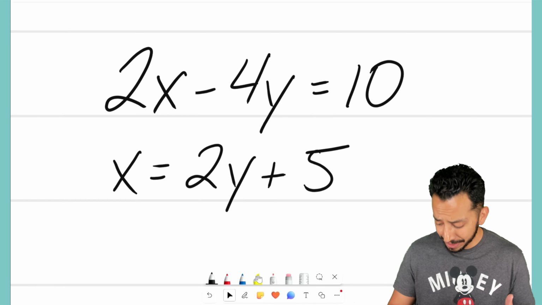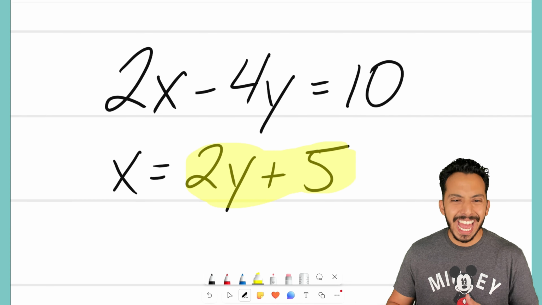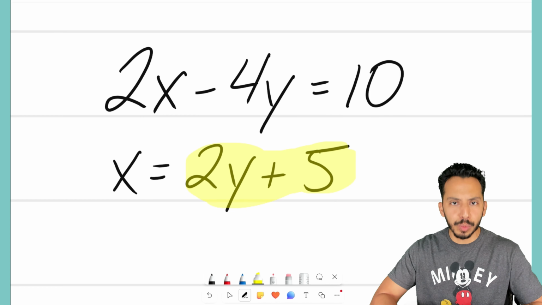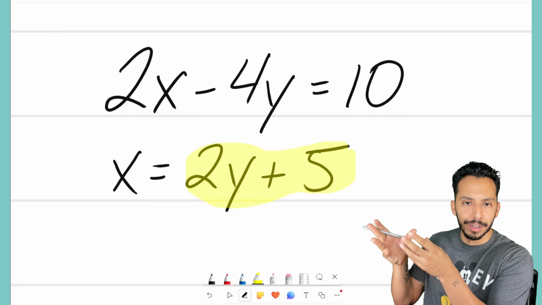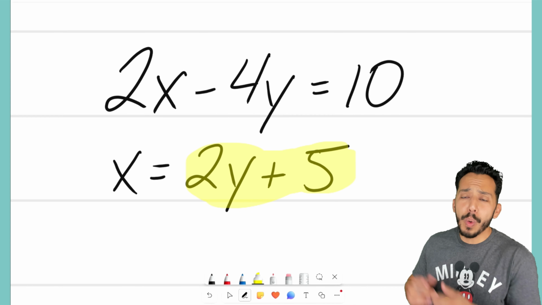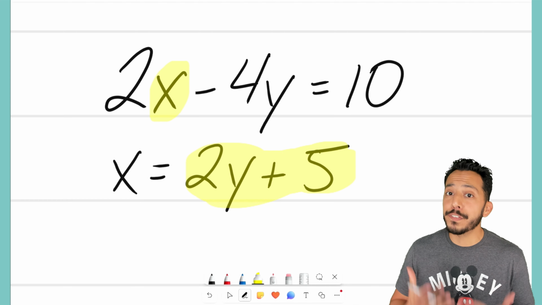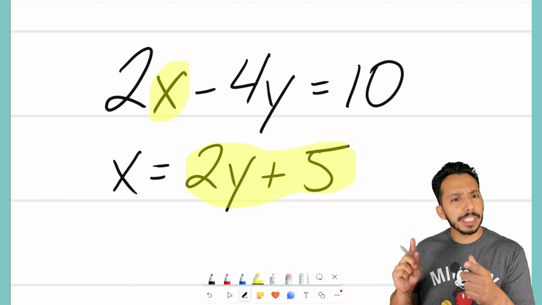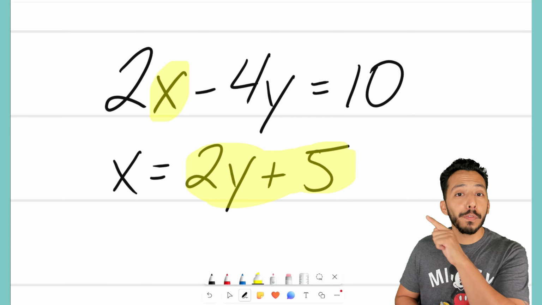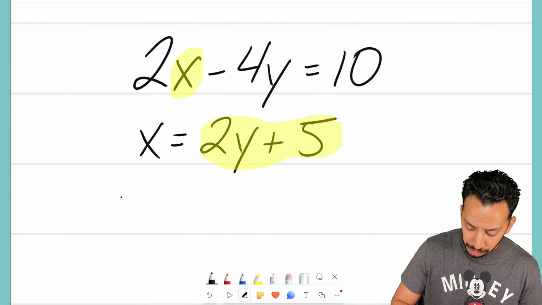I think because this bottom equation starts off with x equals 2y plus 5, and they're telling us that x equals this highlighted part, I think we can just use substitution method. I know that 2y plus 5 is x. I see an x here in that first equation. Why don't we just swap out x for what it equals? Substitution method is what we want. So watch what I'm going to do.